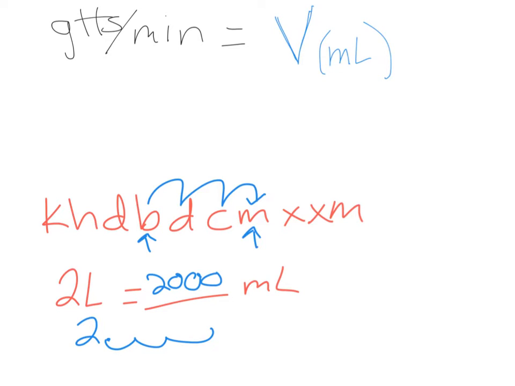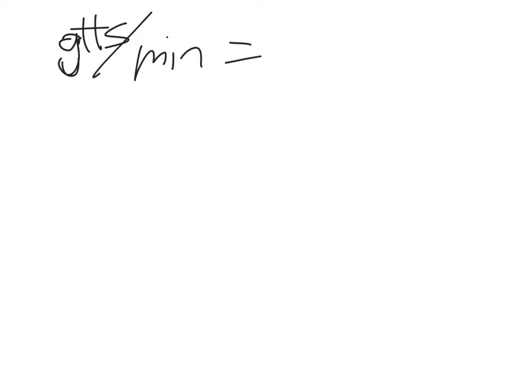Okay, so let me get this out of the way here. All right, it's not going to let me get this out of the way, so let me just rewrite that formula up here, what we started with. We're trying to calculate GTT, drops per minute.